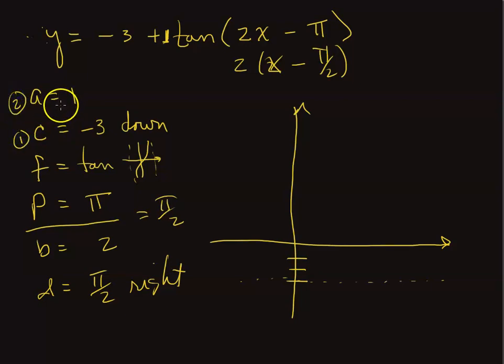Doesn't do anything for stretching, squeezing. Pi over 2 to the right. Now remember, we're not moving an asymptote here. We're moving the center of the curve. We're moving this point right here. It is moved down 3 and to the right pi over 2. And then from that point, we're going to stretch out to get a period of pi over 2. That means we need pi over 4 to the right and pi over 4 to the left. That's where the asymptotes go.